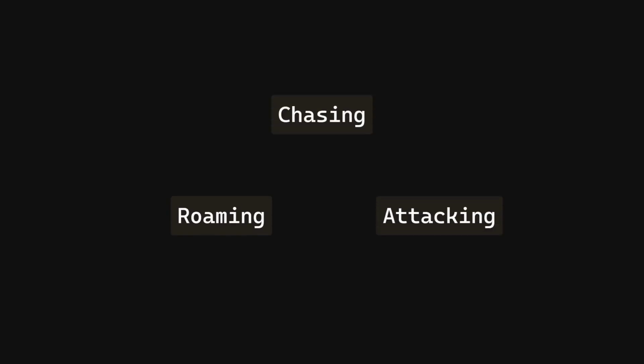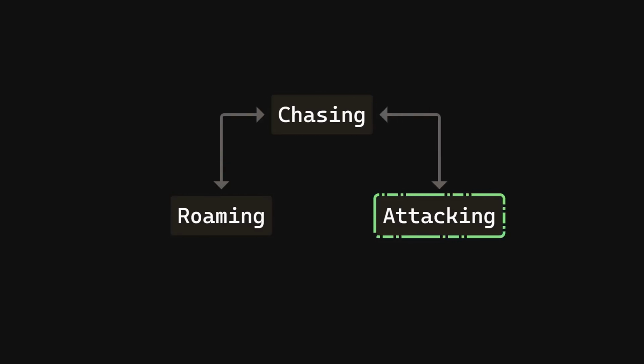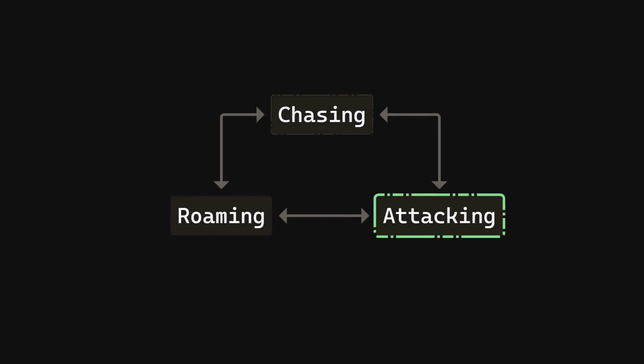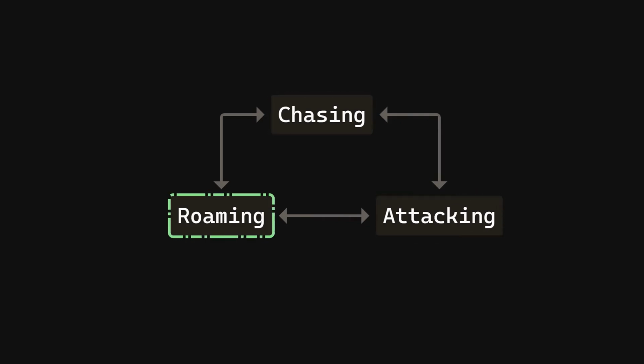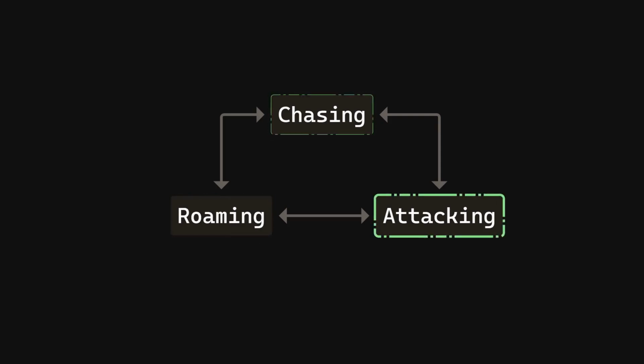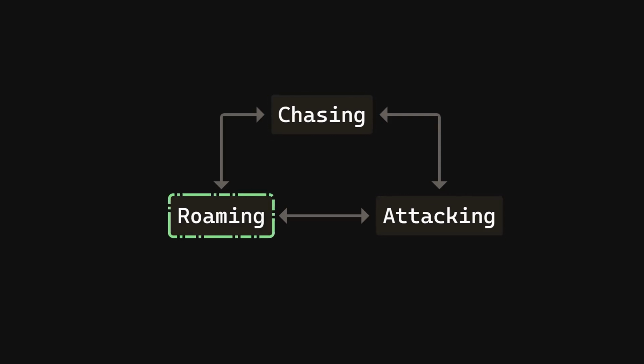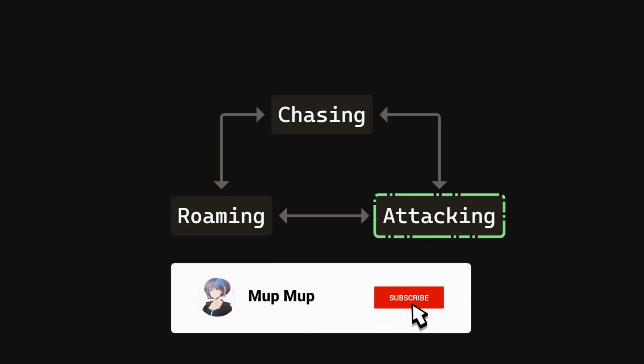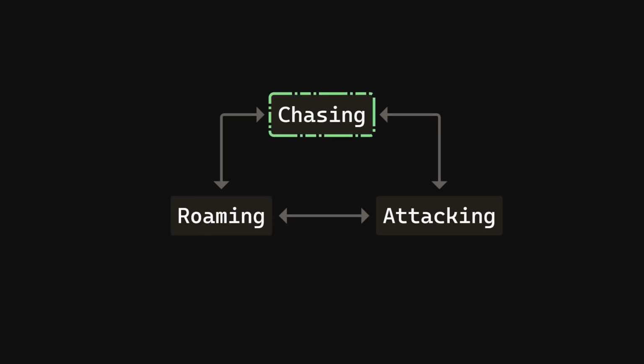This is where a state machine comes in. Think of a state machine as a set of rules that define different states, like roaming, chasing, and attacking, and how to transition between them based on certain conditions. It's a clear and organized way to manage our AI's behavior. In a state machine, each state is like a mode of operation, and the AI knows exactly what to do in each mode. When a specific condition is met, it smoothly transitions to the next state. Simple, efficient, and easy to expand. This is the power of state machines.